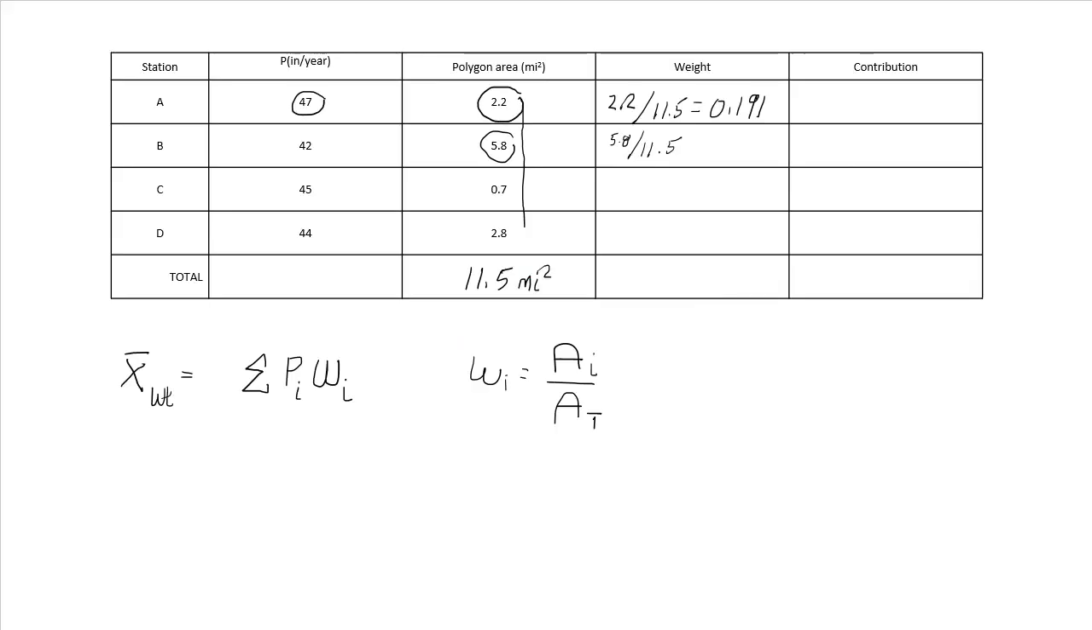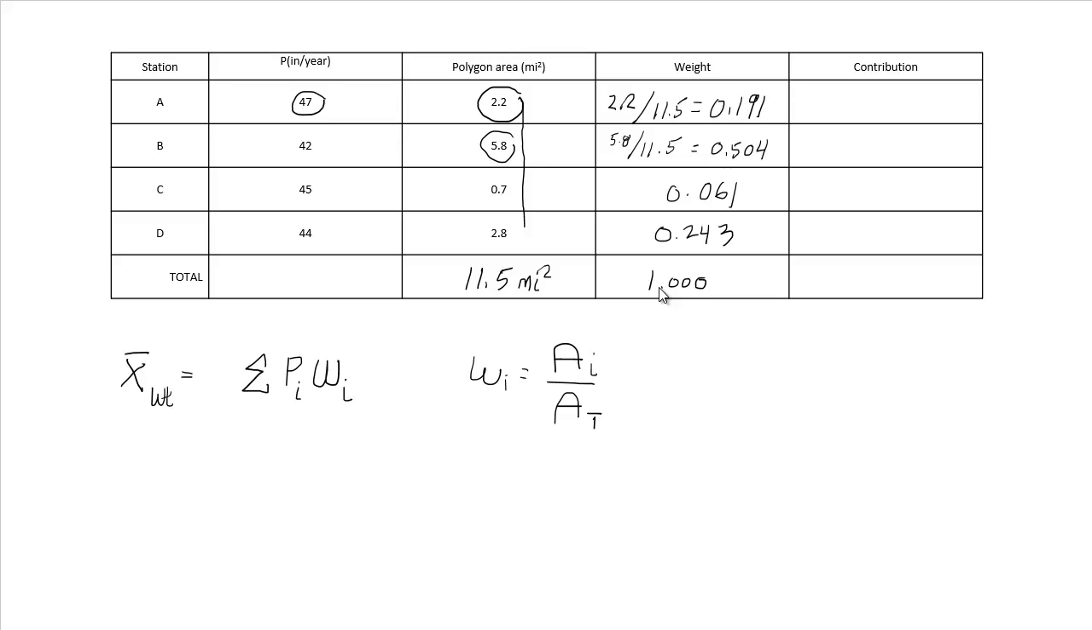And I'm going to fill in the rest of these then using the same calculation, the polygon area divided by the total area. So there are all the weights. And one of the ways to check and see if you've got all your weights correct is when you sum the weights, that should sum up to 1. And if I do this, I in fact get 1.000. So I've done it correctly.